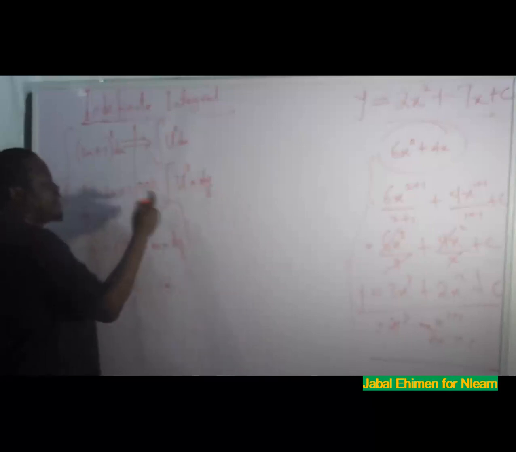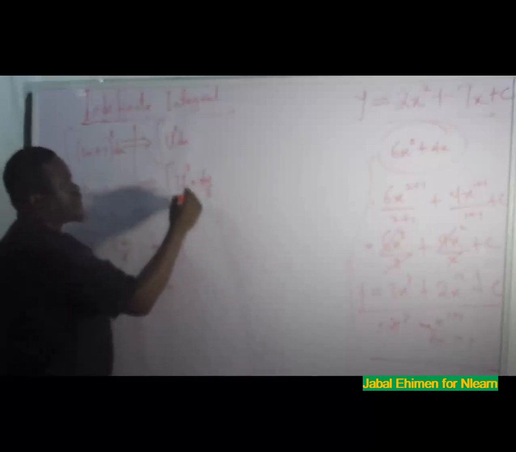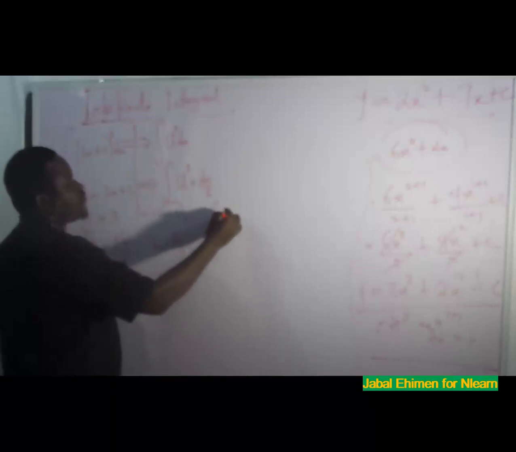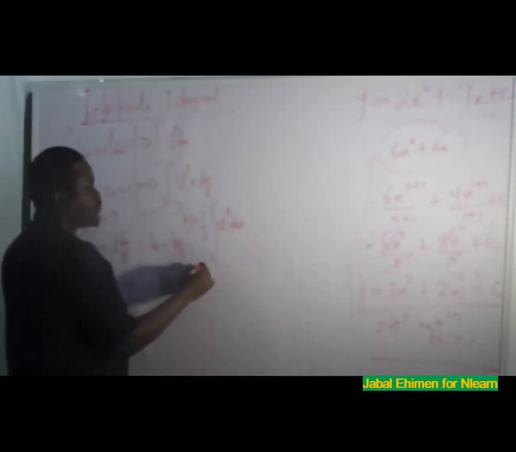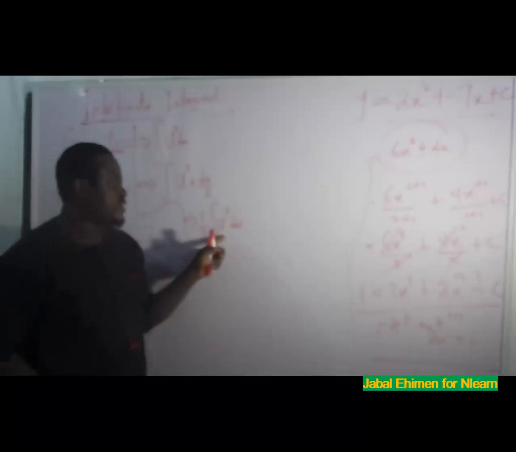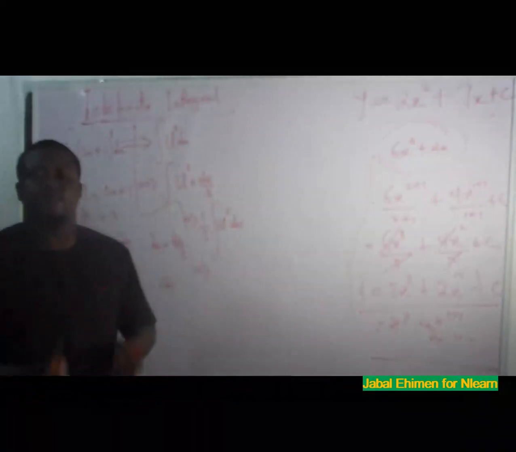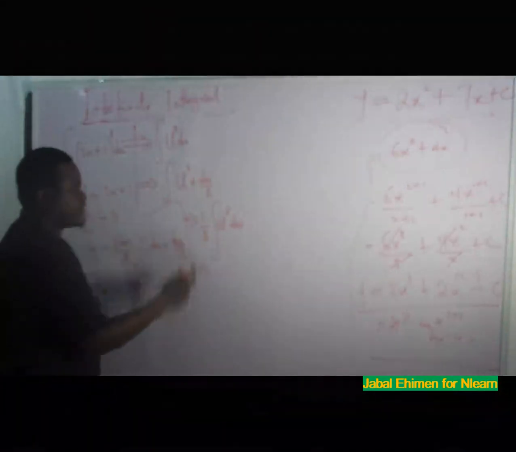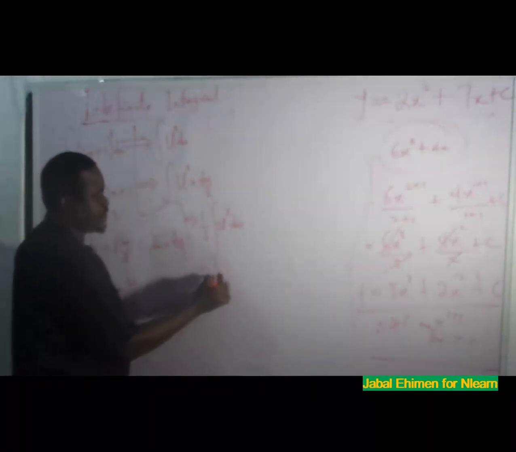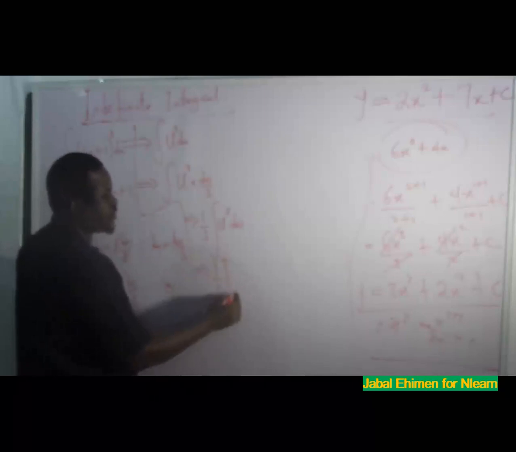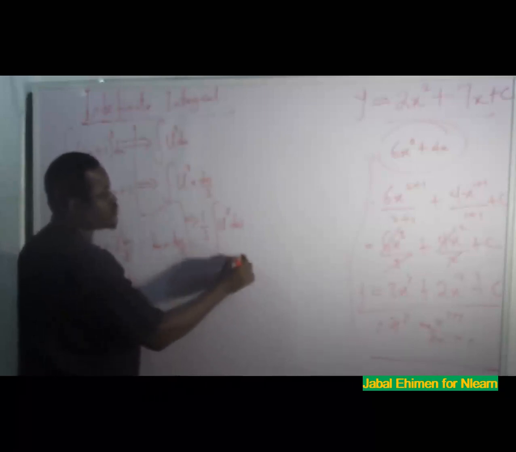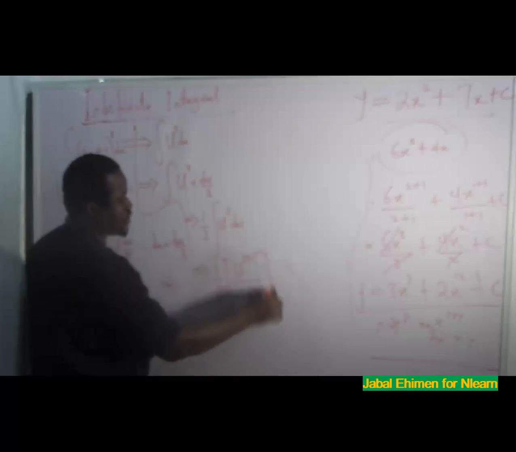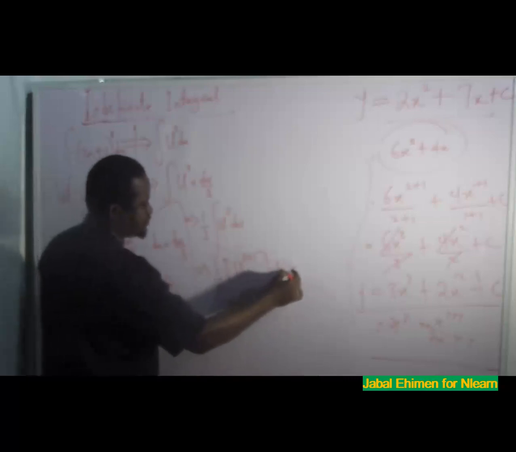So if you take the value out, what you are having now is 1 over 3 at the back, integral of u raised to power 3 du. So integrate u raised to power 3 as if you are doing your normal integration. Let's integrate that. That becomes 1 over 3 into bracket u raised to power 3 plus 1, plus a value of c.